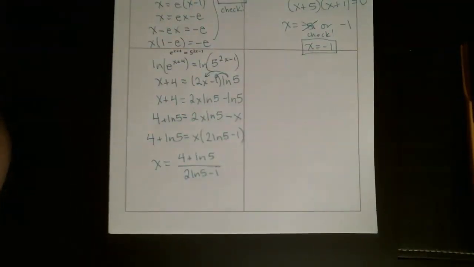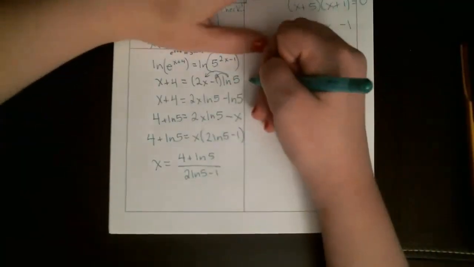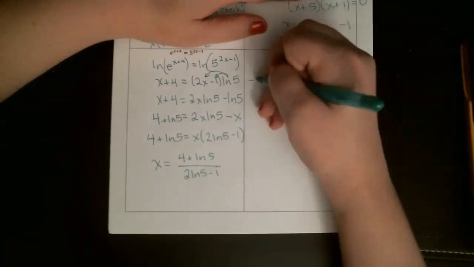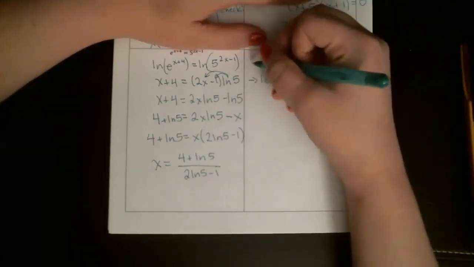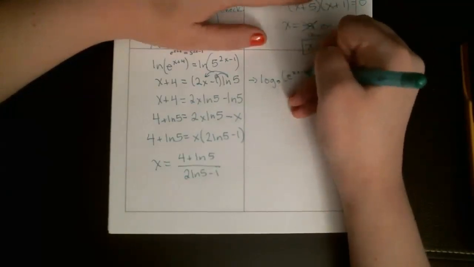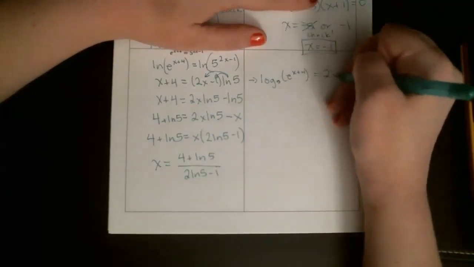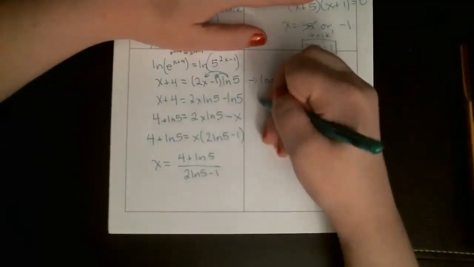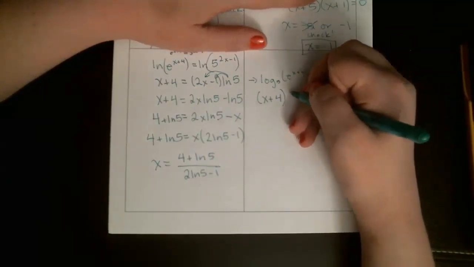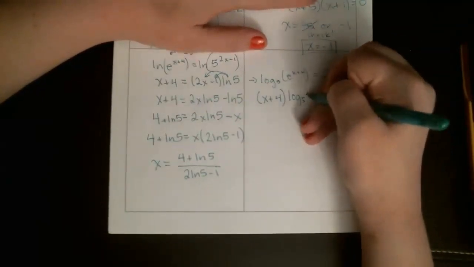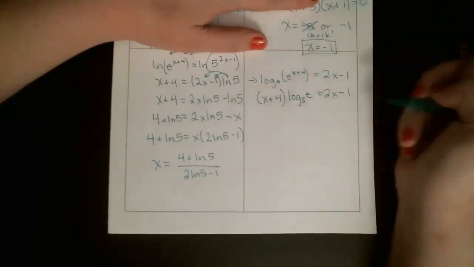Okay, if you chose to do this one with a base 5, it's going to look a little different, but it should still be good. Think about this. If I can spot it right here, you would have the log base 5, I guess this is really right here, of e to the x plus 4 equals 2x minus 1. So the x plus 4 would move down to the front, and you'd have a log base 5 of e.